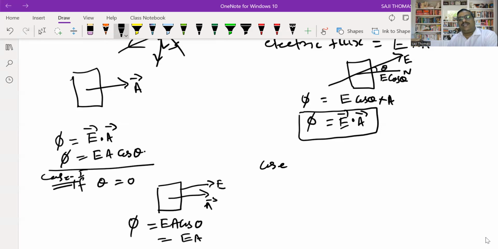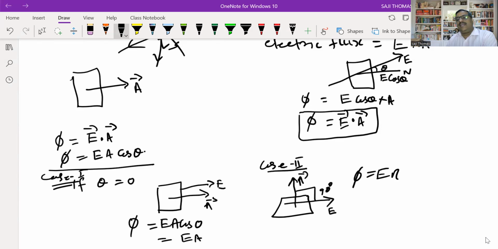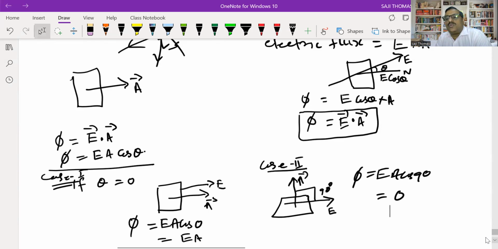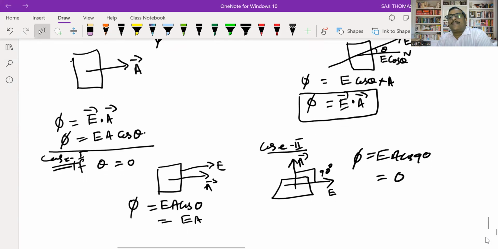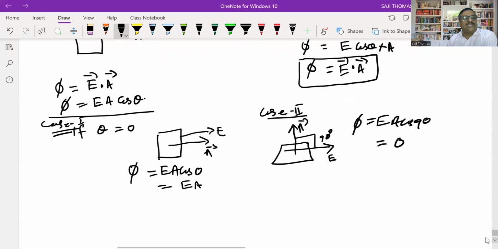Second case, case 2. If electric field and area are perpendicular, you take the area like this. This is the normal area vector direction. If the electric field is in this direction, this angle is 90 degree, right? So what will be the flux here? EA cos 90. So 0. So if the electric field is perpendicular to the area, flux through it is 0. No flux will be passing through it. So one more case we can write. Case 3.